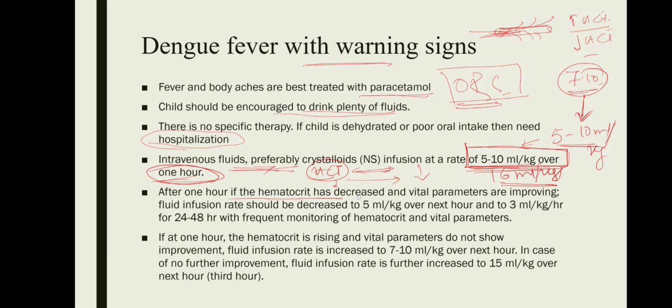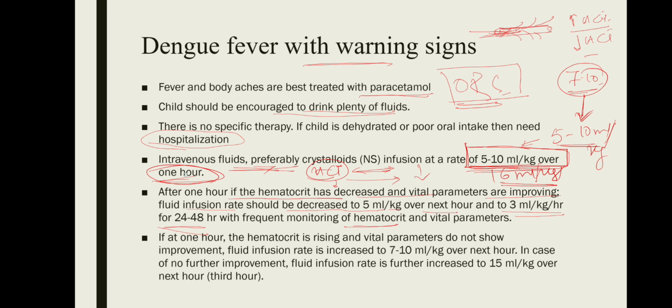If the hematocrit is decreasing and the vital parameters are improving, that means the fluid infusion rate is good enough, and we have to decrease it to 5 ml per kg over the next 1 hour, and after that 3 ml per kg per hour over the next 24 to 48 hours, based on the patient taking fluid well. If after 24 hours the patient is taking fluid orally well, then we stop IV fluid and shift to oral fluid therapy. And we have to do hematocrit more frequently. How frequently, I will discuss later on.